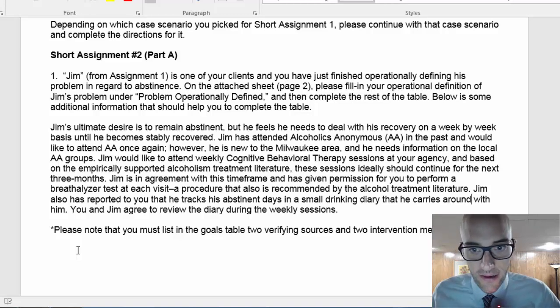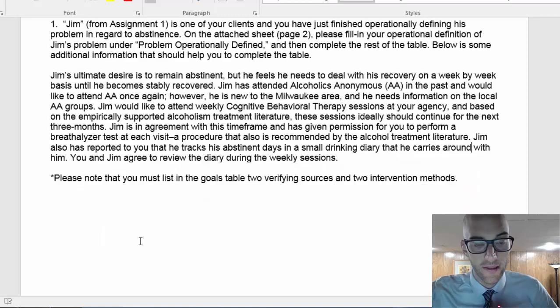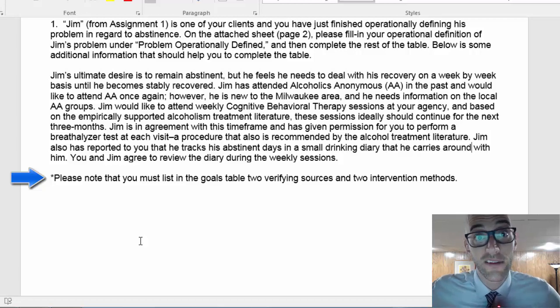So the vignette changes a little bit in that it more specifically defines that Jim has come to you to report or to track his abstinent days in a small drinking diary that he carries around with him. So here you're operationally defined as number of days abstinent per week or number of days abstinent per month, whatever you'd want to specify. But there's a little asterisk here saying that you should list at least 2 verifying sources. So this could be something like a friend, a colleague. You could even use bank statements to see where he's spending his money, if it's at liquor stores, if he would be comfortable sharing that with you. But you could use some artistic license here, if you had an idea of what might be a good verifying source, such as a drug test or something along those lines.